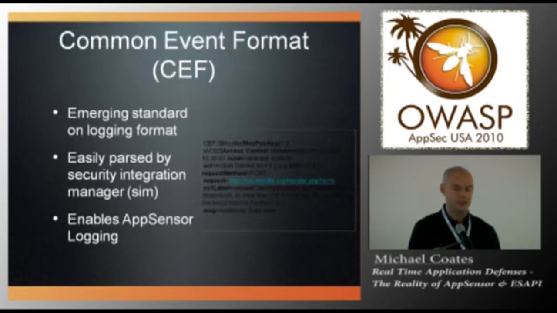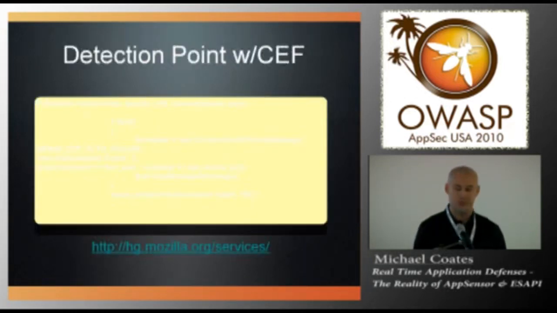One possible example is to use something like common event format, and this is what we do. This works with our SIM, and we have this coded into our applications. Instead of doing the new AppSensor exception, we throw a CEF event. And that flows immediately into the SIM, and we see the attack information in real time. So here's an example of what we do. It's very similar to what we saw before. Oh, you can read that one.